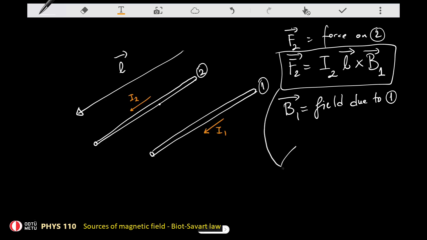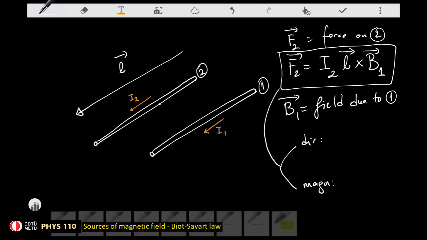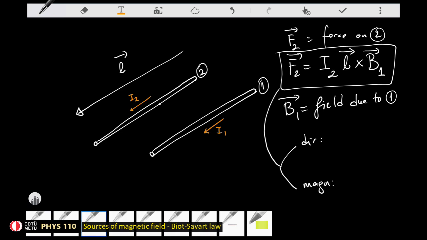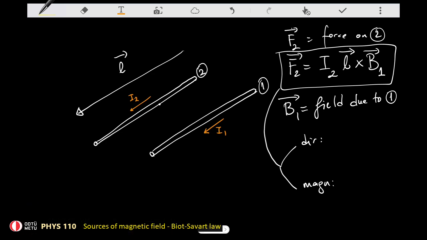Since I didn't define any reference frame, we don't have these ijk unit vectors that we can use to express this in unit vector notation, which means that I need to find its direction separately and its magnitude separately, right? I need to compute both the direction and the magnitude. So let's go over this computation. I'm going to use the yellow color for showing the magnetic fields. So first, I compute the magnetic field produced by the first wire at the place of the second one.